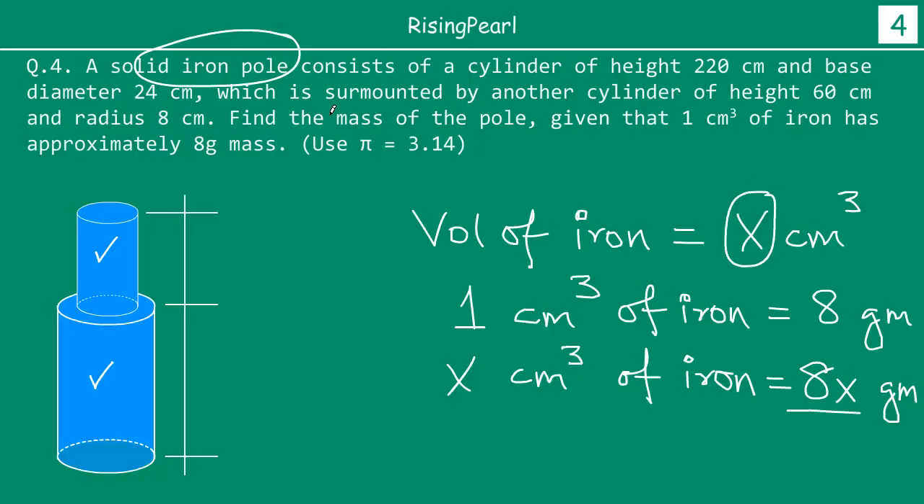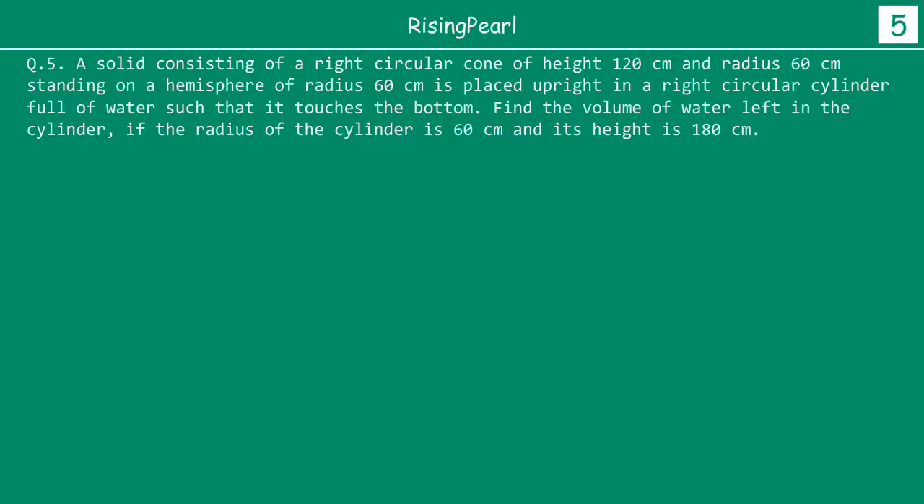And then this question had an extra twist: find the mass. The mass we have to find out, because it is given 1 centimeter cube basically weighs 8 gram. So x, whatever the value that you come up with, will weigh 8 times x gram. Let's take a look at one more question before we wrap up. So let's say a solid consisting of a right circular cone.